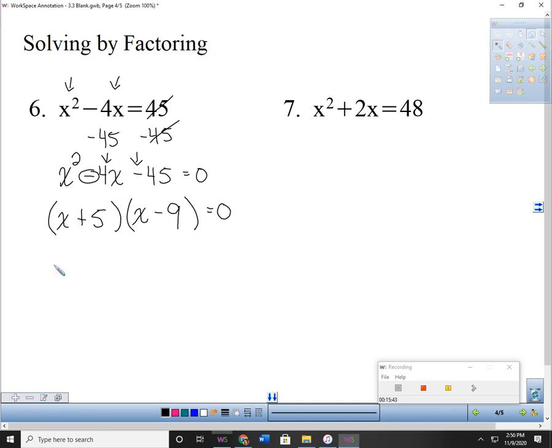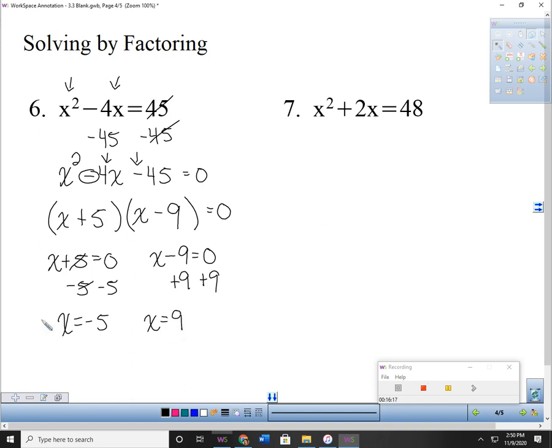So now that you factored, you take each of those factors and you set them equal to 0. So I'm going to take the x plus 5 and set that equal to 0, and the x minus 9 and set that equal to 0. So that's going to give me negative 5 and positive 9.